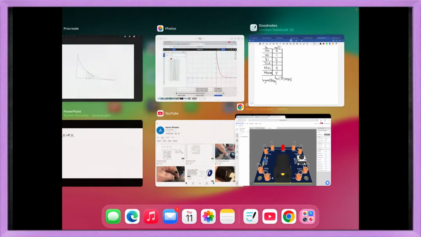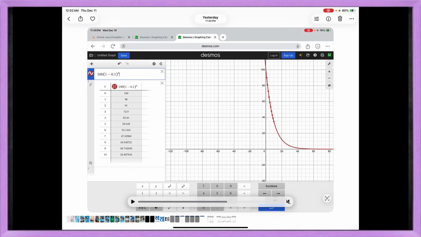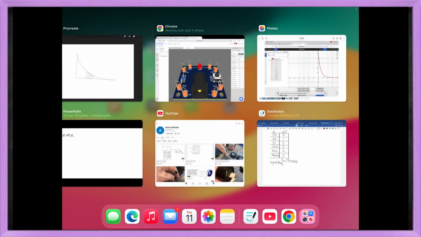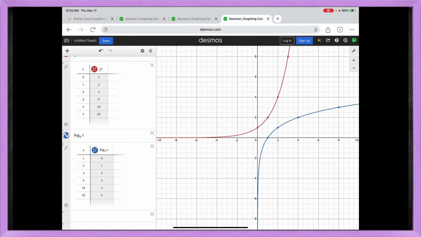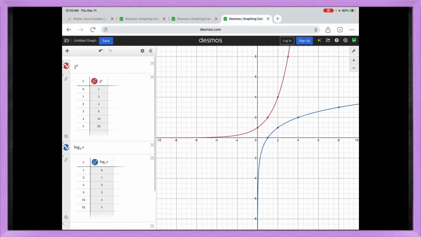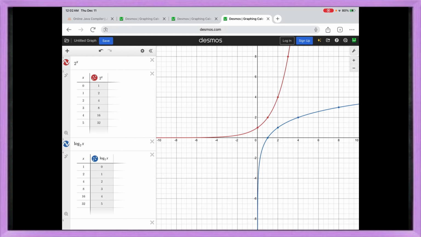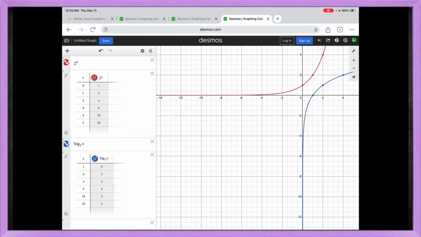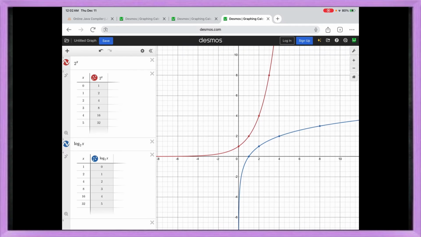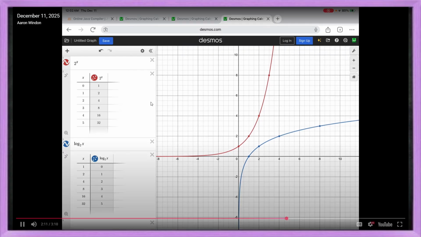If you look at a modern example of a logarithm, you might notice it's reflected across this axis. Y equals x is just a straight line. Y equals 2 to the power of x is our red equation, and log base 2 of x is our blue equation.